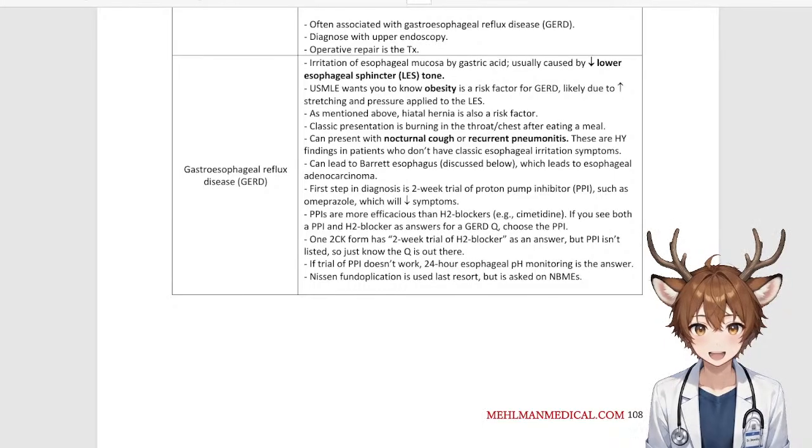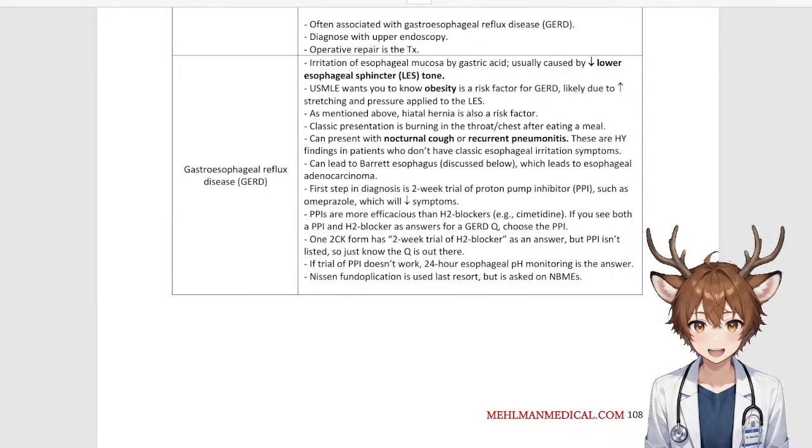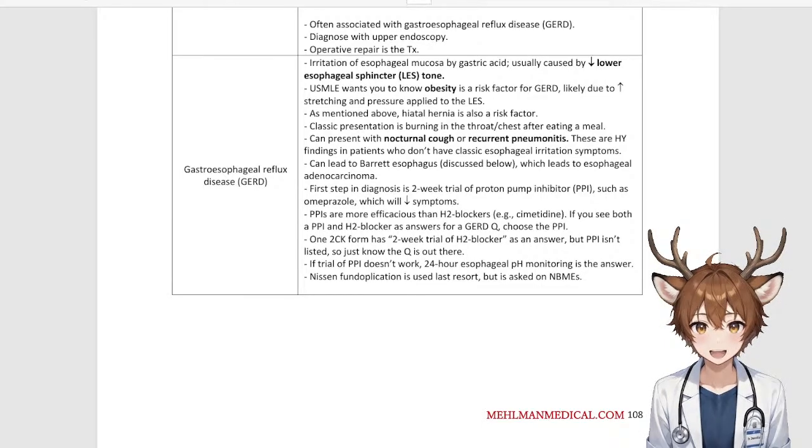If the trial of PPI does not work, proton pump inhibitor does not work, 24-hour esophageal pH monitoring is the answer. Okay, if it doesn't work, do pH monitoring. Okay.